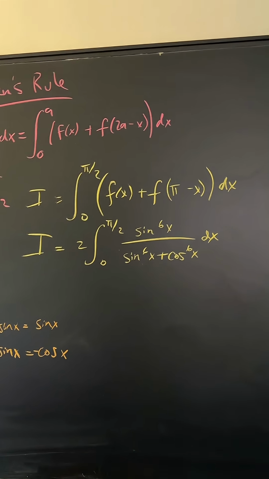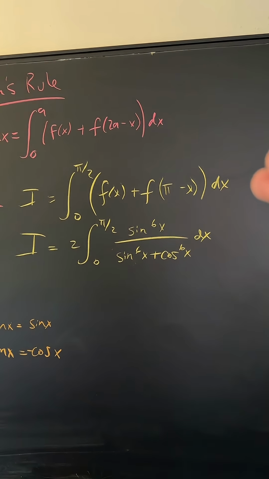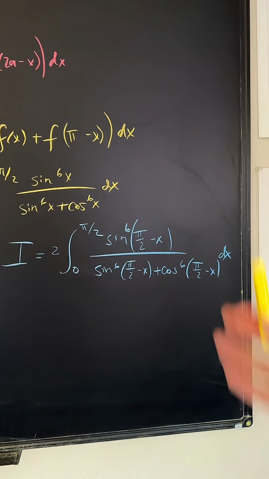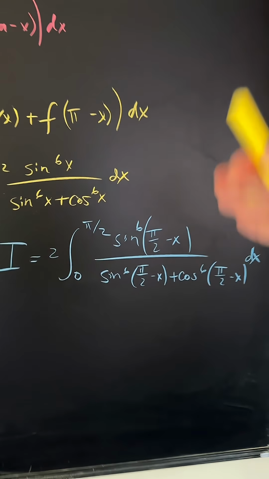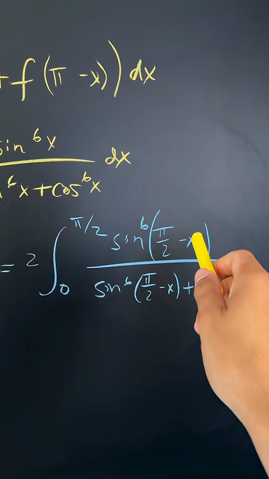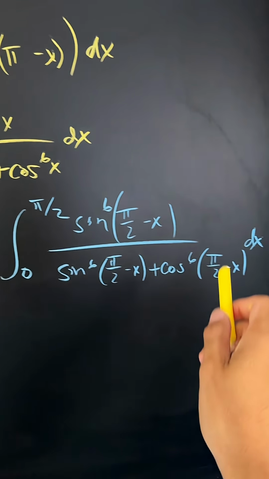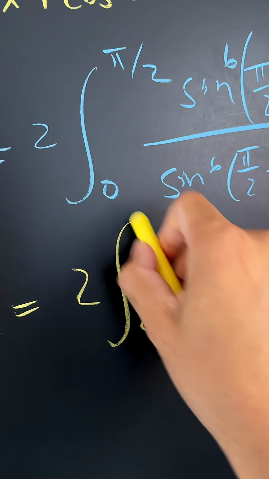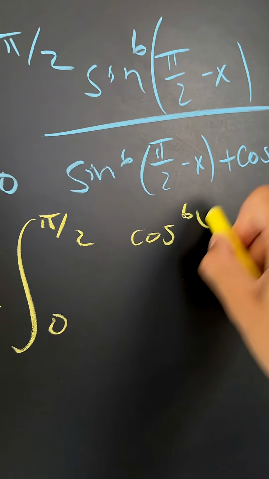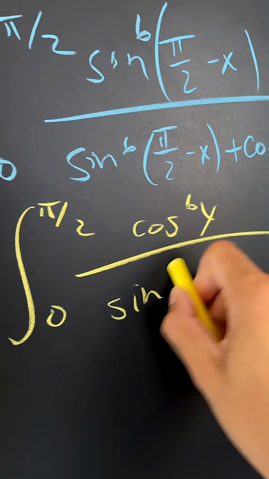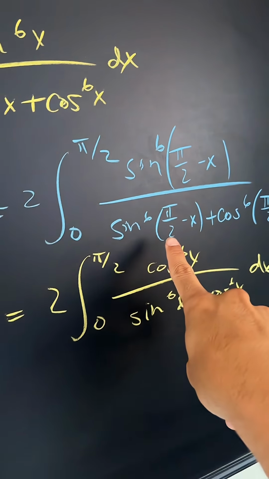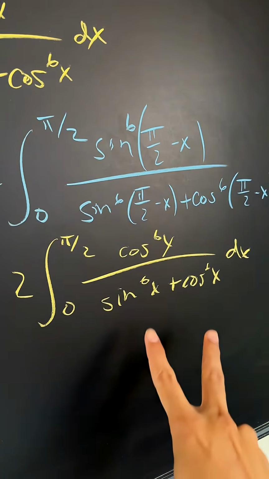And now we go ahead and apply King's rule one more time. So by King's rule, I is equal to 2 times this right here. Now, I want you to practice this on your own, but the sum or difference rule tells us that this is going to equal cosine. Therefore, this is cosine and this is sine. So we have I is equal to 2 times the integral from 0 to pi over 2 of cosine to the power of 6 over sine to the power of 6 plus cosine to the power of 6. Just as a remark, this is basically cosine, that's sine, but I just switched them so I have sine and cosine.